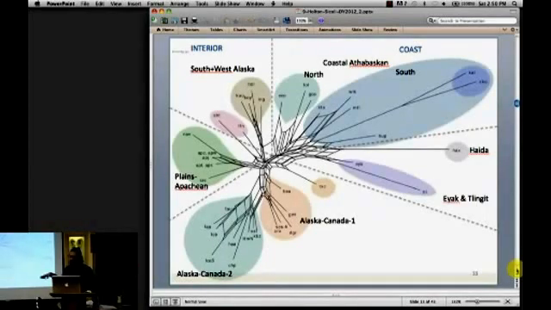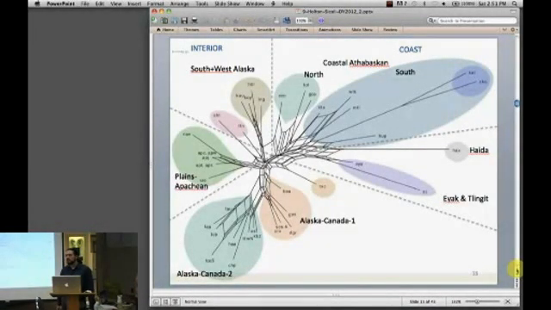Yeah, and that's easy enough to do with the methods, because you can restrict the taxa and you can restrict the characters that you're using, and then run the analysis again. So, yeah, it's productive for really testing hypotheses.